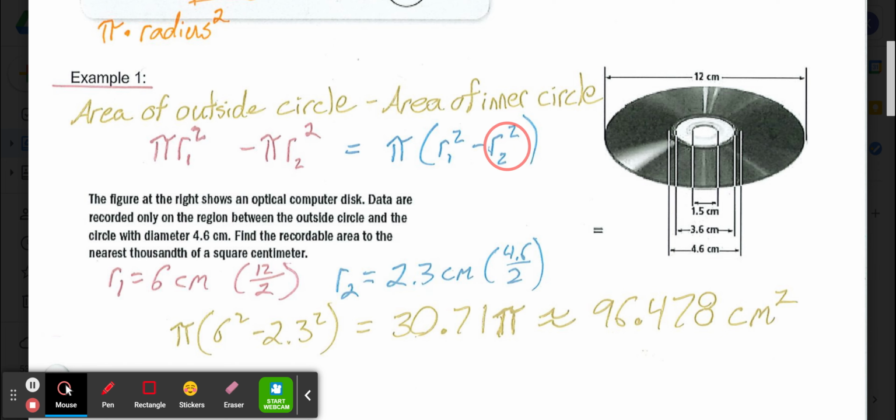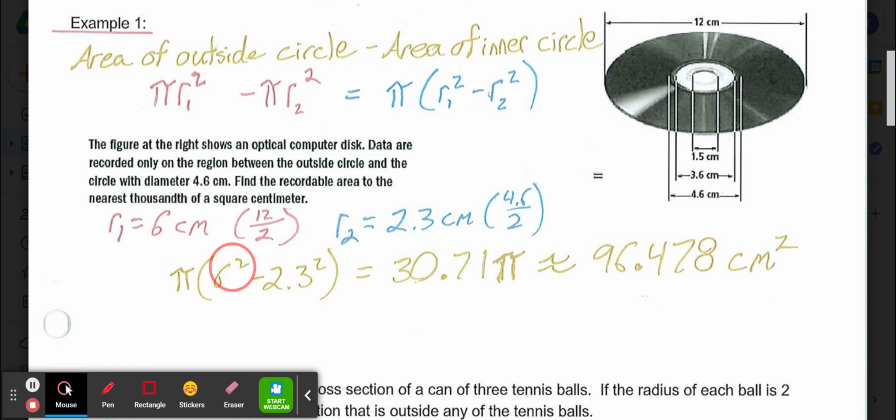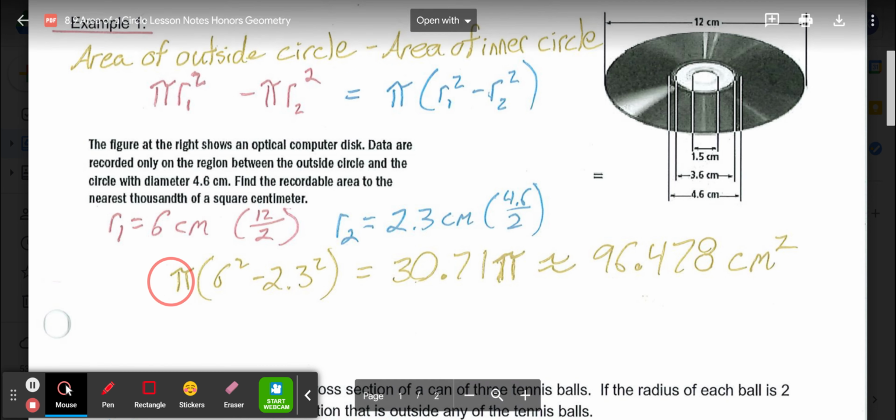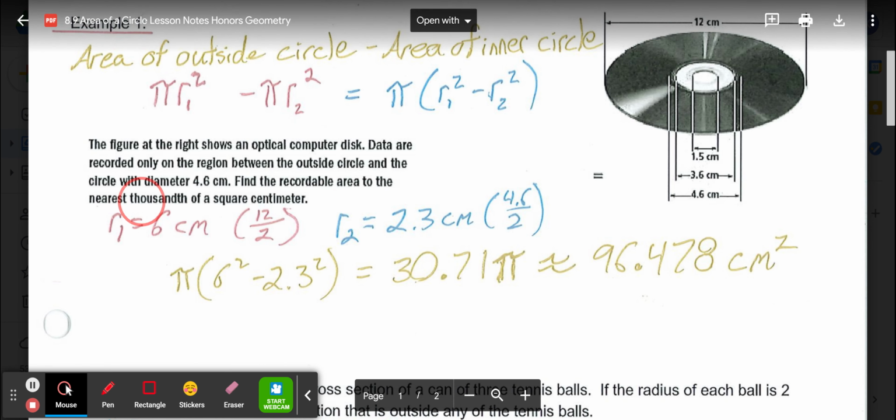Now we're going to use this expression: pi multiplied by radius 1 squared minus radius 2 squared inside the parentheses. So then using order of operations, we would do 6 squared minus 2.3 squared, and then multiply that by pi. So that's 30.71 times pi, which when we approximate that answer is 96.478 centimeters squared when we go to the nearest thousandth of a square centimeter.